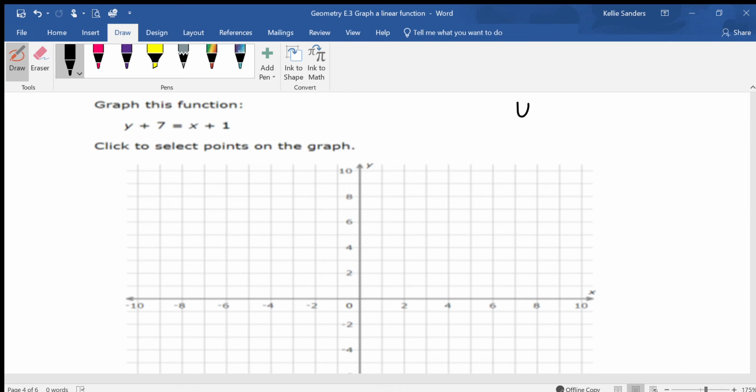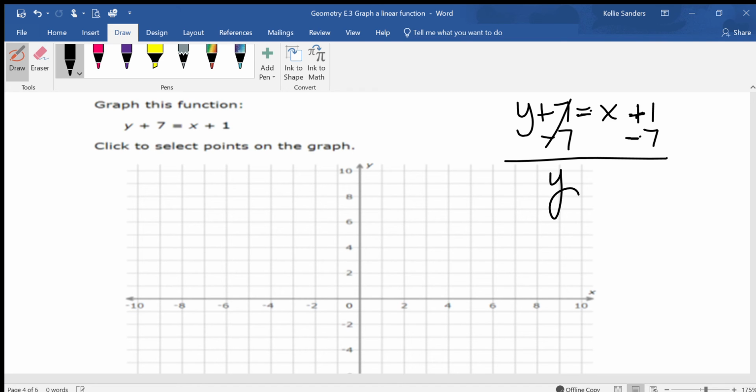Now on this one, there's a little bit of work, not much. Is y by itself right now? Y is not by itself, so we cannot find the m and the b yet. Remember, it's y equals mx plus b, and we do not have a y equals right now. We have a y plus 7 equals. So we're going to move this 7 over to the 1. That goes away. And now I have y by itself, and 1 minus 7 is negative 6.